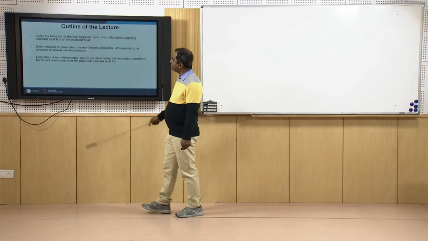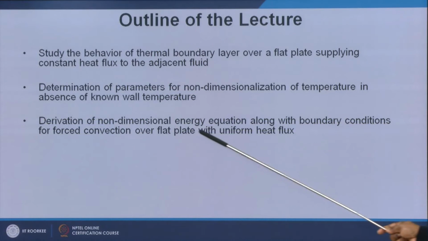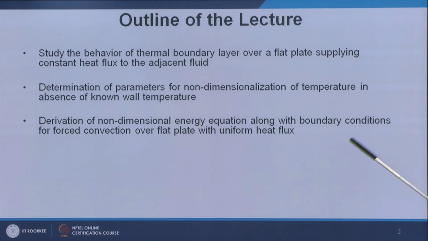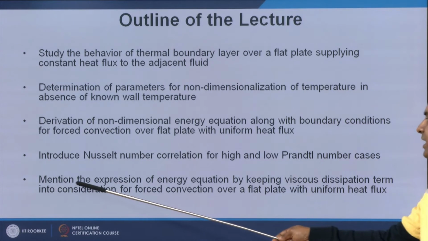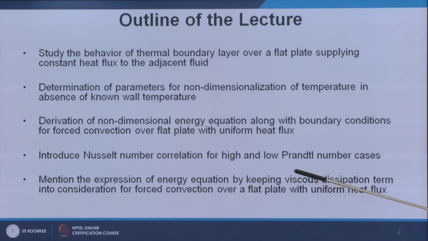Then we will be deriving the non-dimensional energy equation along with the boundary conditions for the uniform heat flux case. We will be showing both the limits, high and low Prandtl number, in this case. And we will be mentioning the energy equation if we consider viscous dissipation with constant heat flux.